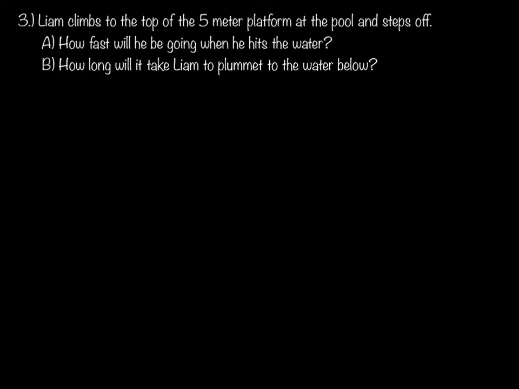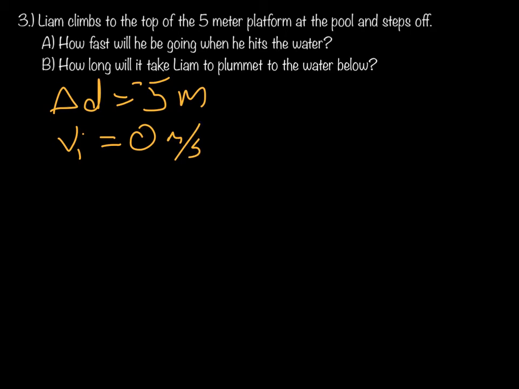Okay, number 3. Liam climbs to the top of a 5-meter platform at the pool and steps off. How fast will he be going when he hits the water? So we know that his delta D is 5 meters, and it's actually negative 5 meters because he's falling down. And his Vi is going to be 0 meters per second because he just steps off, he doesn't jump off. And we know that his acceleration is little g, which is negative 9.8 meters per second squared. And we want to know the final velocity.